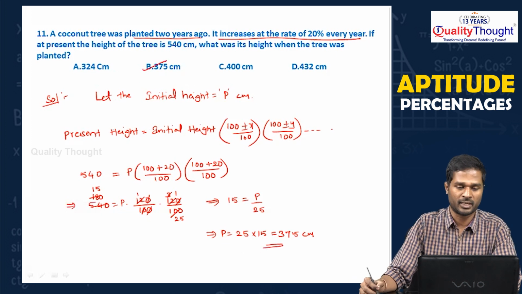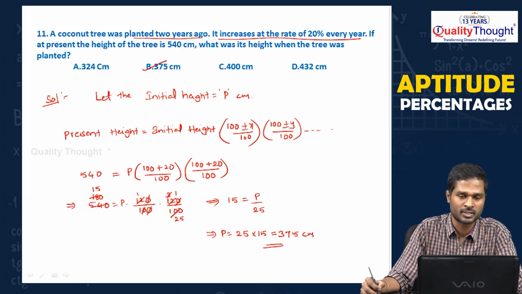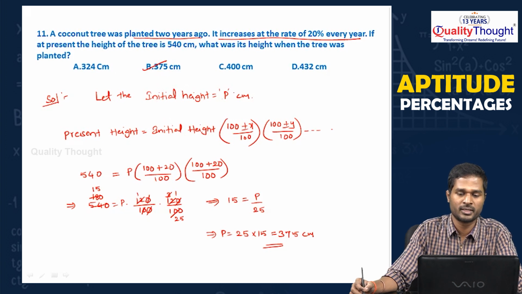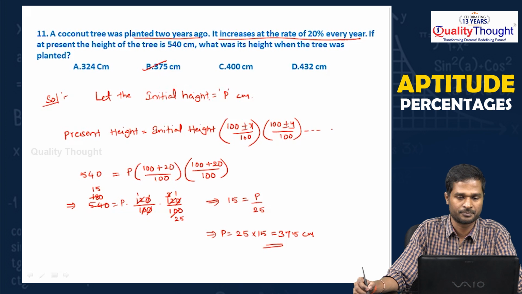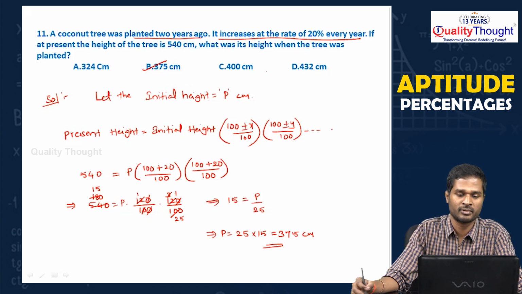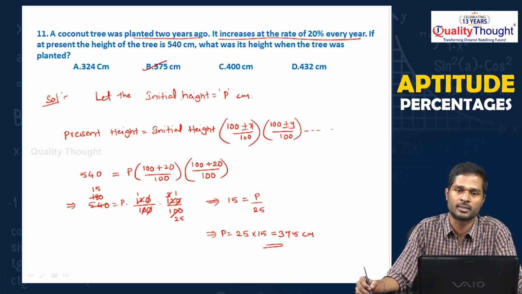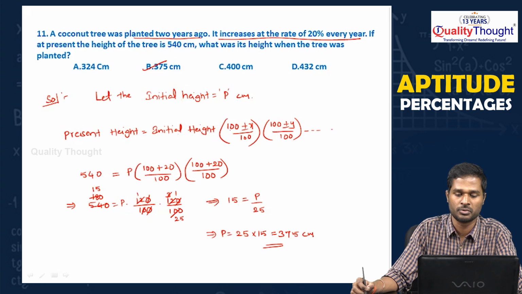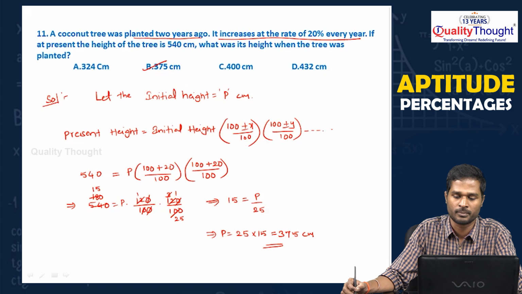So, what we have done here, we'll go for explanation once again. There was a tree which was planted 2 years ago. So, after planting it 2 years ago, every year its height is increased by 20%. The present height of the tree is 540 centimeters. What was its height when the tree was planted? That means at the time of the tree plantation, what was its height? That's the question he asked. So let the original height of the tree, I'm taking it as P centimeters. So present height is equal to initial height into 100 plus or minus x by 100 into 100 plus or minus y by 100 and so on.